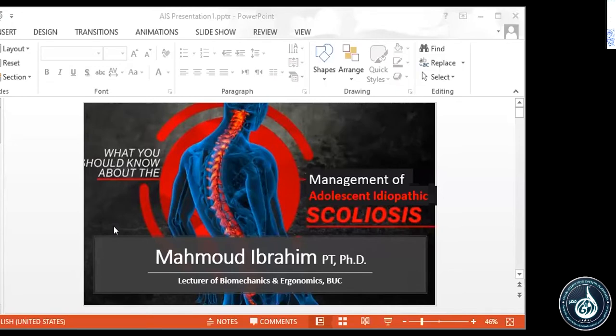On radiological point of view, for the rotation, we use the Nash and Moe method. We divide the vertebrae into 6 segments. Pedicles of the vertebrae should be on the lateral 2 segments. So this means normal rotation of the vertebrae or normal alignment.